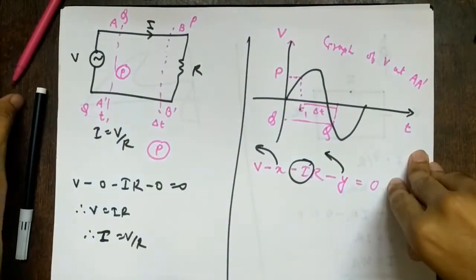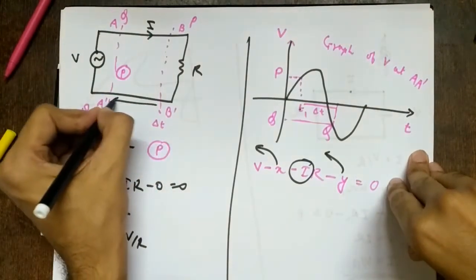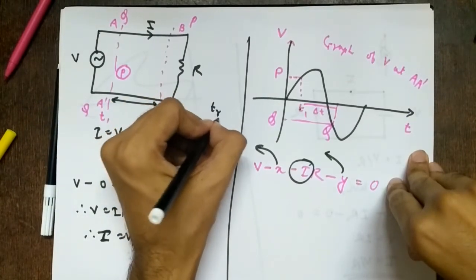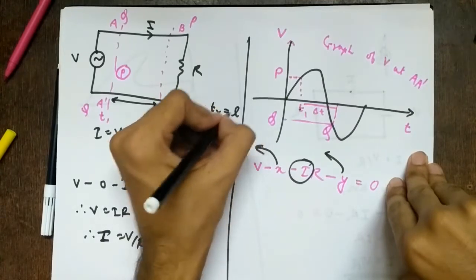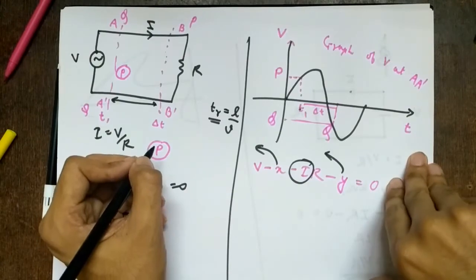This was the time in between, right? So this is called the transit time. I mentioned velocity, so it is given as L by V. So velocity is distance upon time, right?